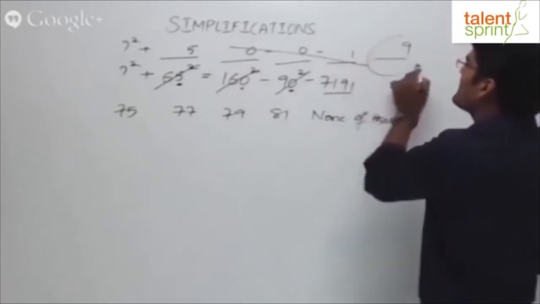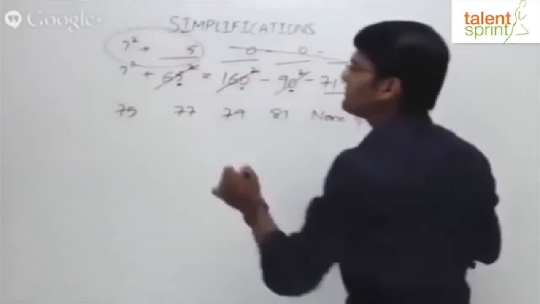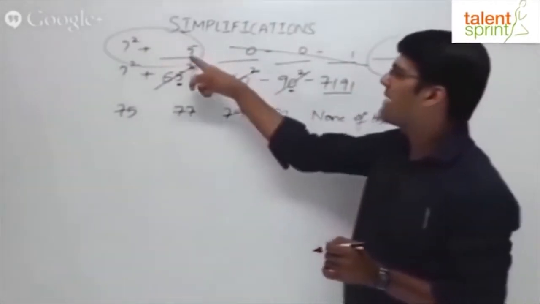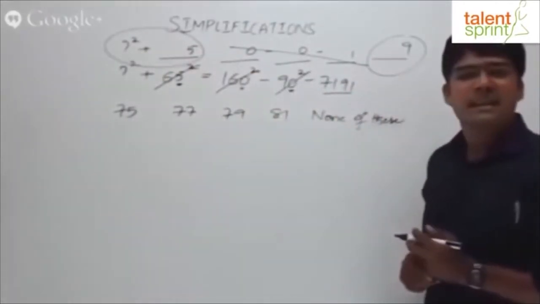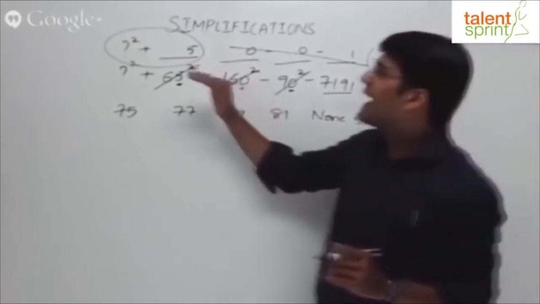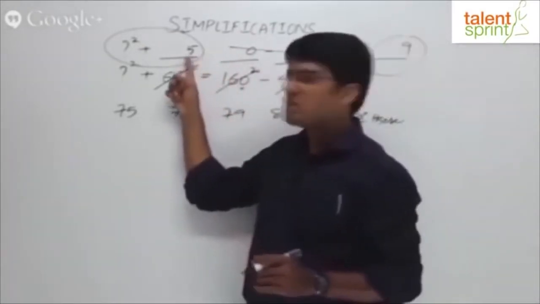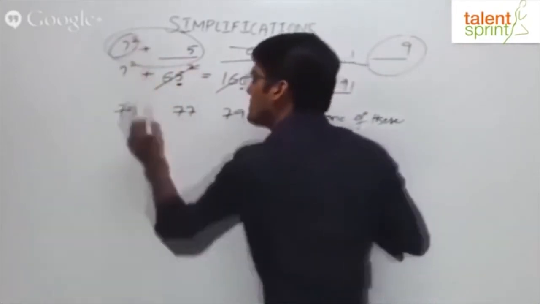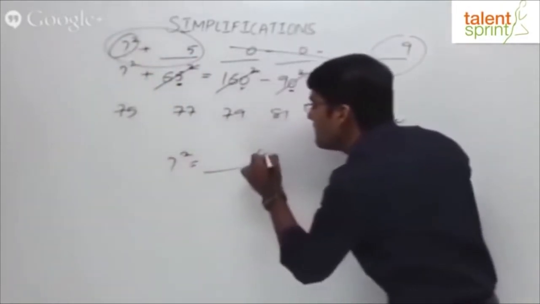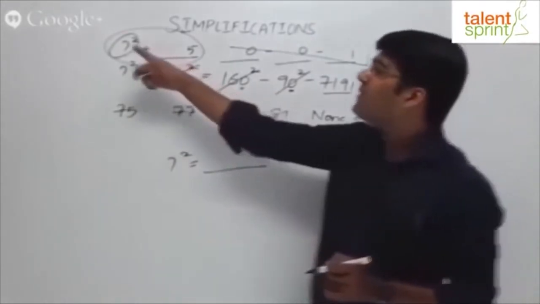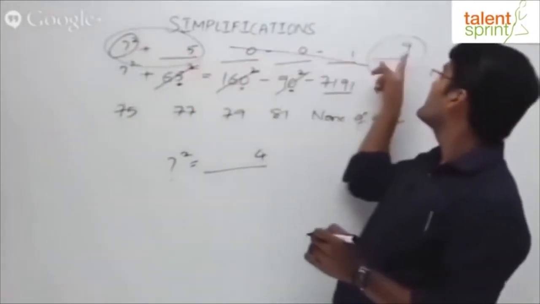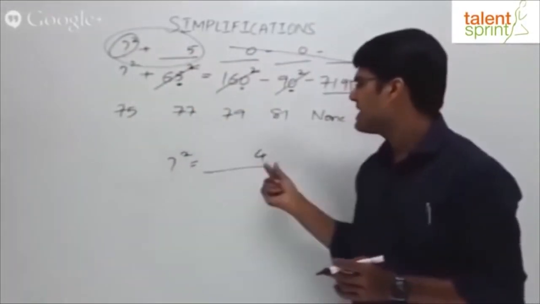Now try to compare this part with this part. Question mark square plus 5 should be equal to something ending in 9. If I try to balance this, I want 9 to be the total. Already we have got 5 here. So what should this question mark square be? It should end in 4. Why? If this value ends in 4, 4 plus 5 makes it 9.